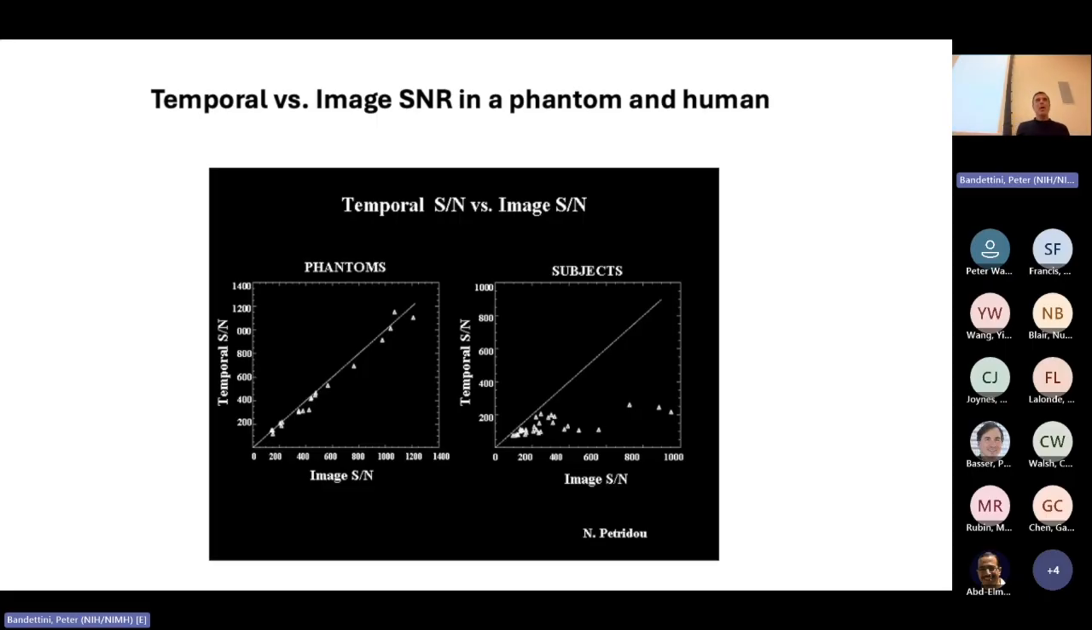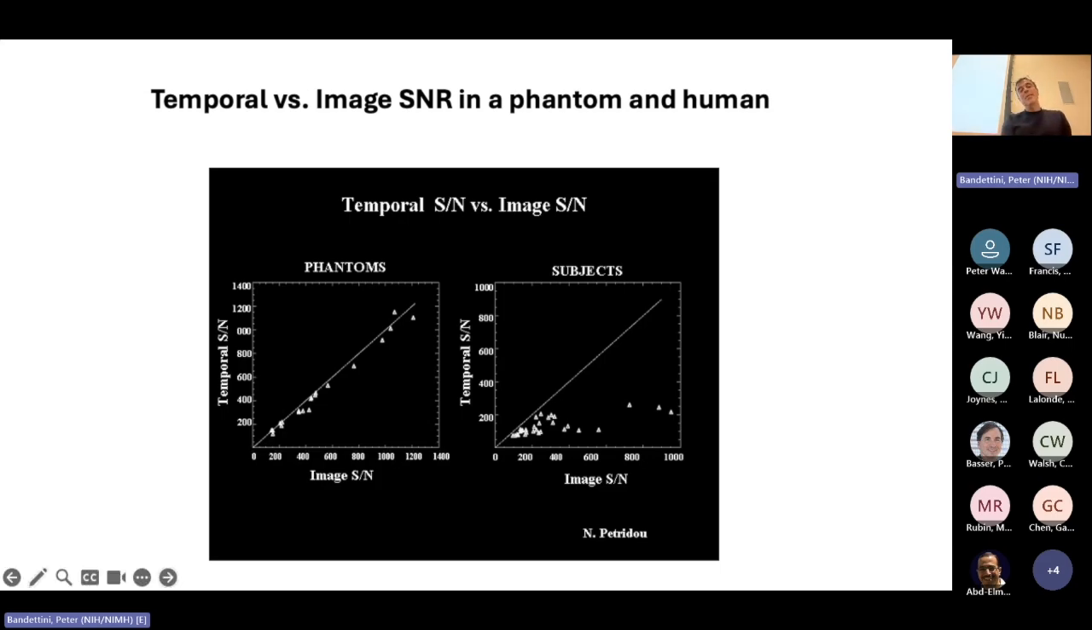So, we all want signal to noise when we're imaging. And the thought is, let's get better RF coils, let's go to higher field strength. But it turns out, if you put a phantom, and what I mean by a phantom is a bottle of water, in a scanner and you compare the image signal to noise versus the temporal signal to noise, you'll get a nice straight line, a line of unity.